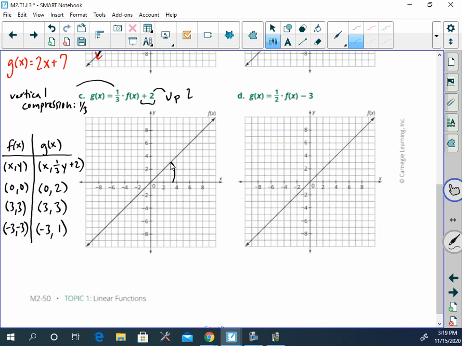And I want to plot these and make sure they end up in a line. So 0, 2, 3, 3. Oops, there we go. And -3, 1. And those look like they're collinear, like they form a line there. Let's check by using a straight edge here. That looks good. I'm going to label it g of x, so that's what it's telling me right here.